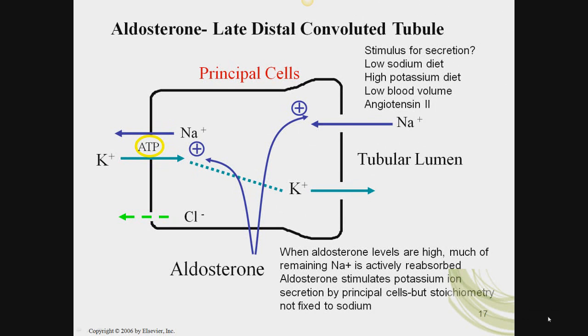But the principal cells, they respond to aldosterone, which is a steroid. And so the principal cells have the receptor for aldosterone within their cells. And when they respond to aldosterone, they insert more protein machinery. They insert more sodium potassium ATPases, which are typically found in the basolateral membrane, and they also insert more sodium leak channels on the apical membrane, and they insert more potassium leak channels on the apical membrane.